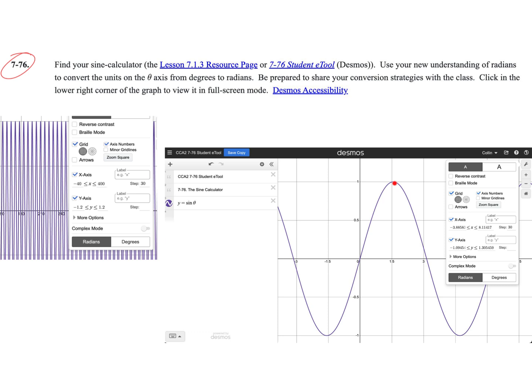So at 90, it's right around that 1.5. Bo said 1.57 is about halfway. 3.14 is 180. So this has gone a full 180 here. And so on and so forth it's going to keep going. So just know that when you change from degrees to radians, you'll probably also have to change your x-axis to accommodate for that, unless you're really into seeing a bunch of squiggles like that.